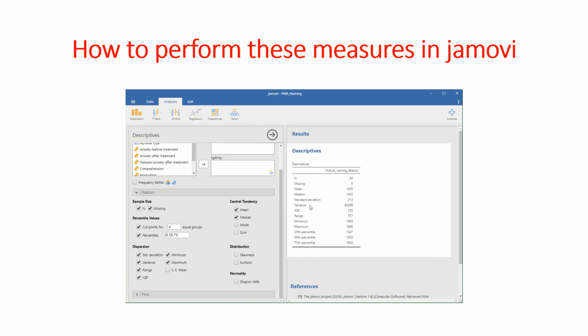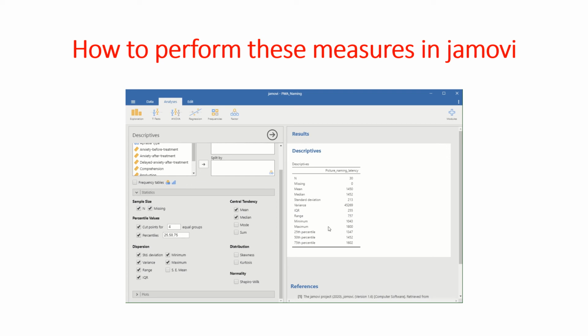And then we have variance, which, as I told you, you can't really interpret because it's not in the original units as the data is, but the standard deviation is in the natural units, so it's easily interpretable. And then we have IQR, interquartile range, which is 255 compared to range, which is 757. There is a big difference. So it means that there are some extreme values, some outlier values in this variable, because the difference between IQR and range is big.